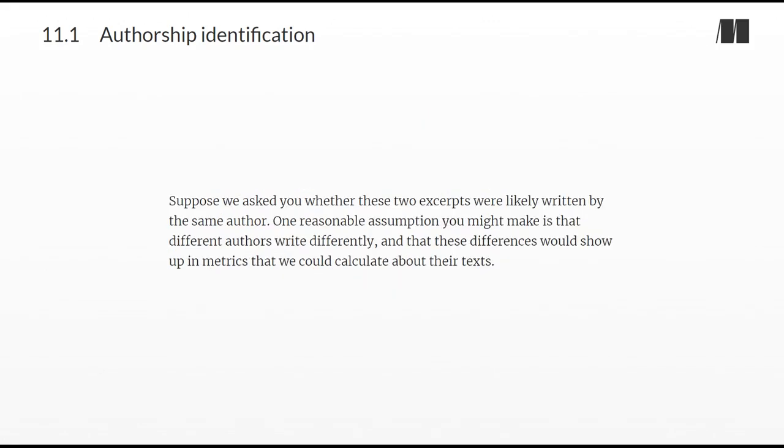Suppose we asked you whether these two excerpts were likely written by the same author. One reasonable assumption you might make is that different authors write differently, and that these differences would show up in metrics that we could calculate about their texts.